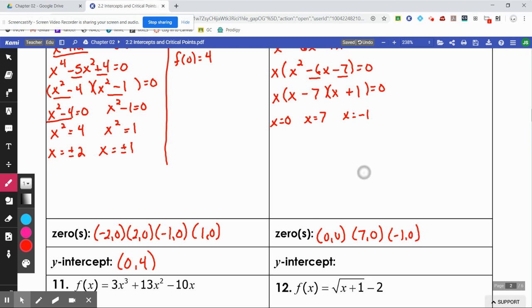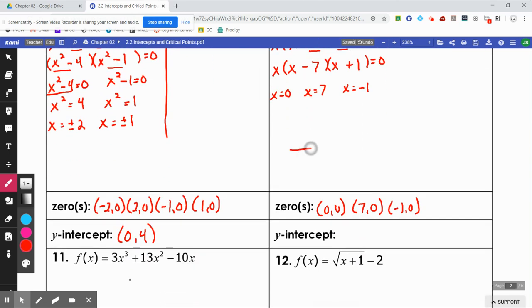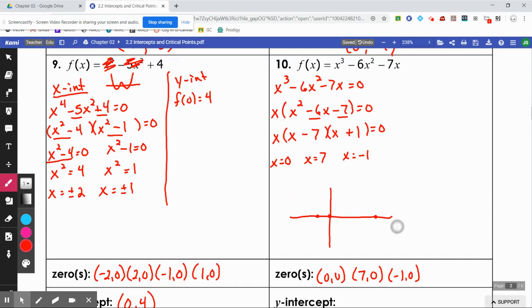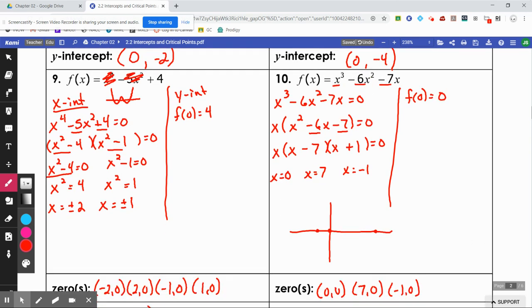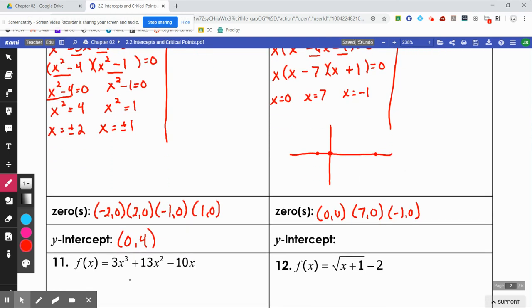And you can kind of figure out what this graph would look like according to its x-intercepts. So it crosses at 0, it crosses at negative 1, and it crosses over here at 7. And we'll talk a little bit more about the graph as we find the y-intercept. Find your y-intercept, you plug in 0 for your x. So we're going to find f(0), which would be 0 - 0 - 0, which is also 0. So your y-intercept, we should have known that. If it has an x-intercept of 0, the y-intercept would have to be 0 also. So (0, 0) is your y-intercept.